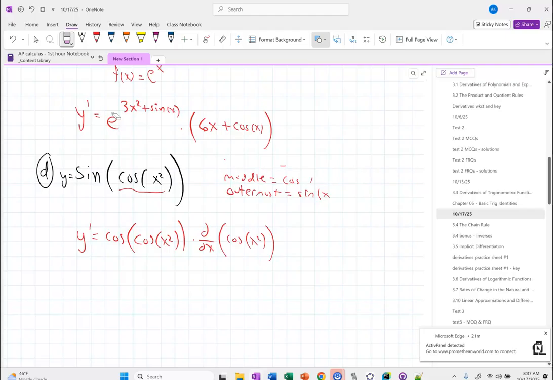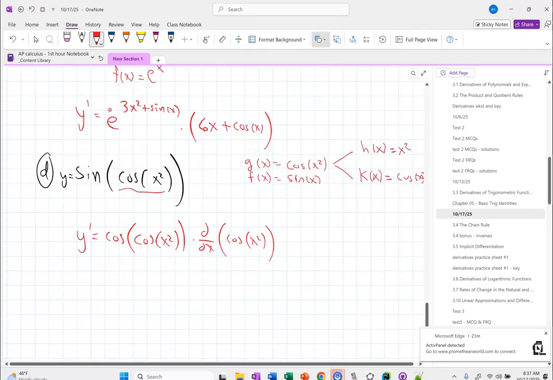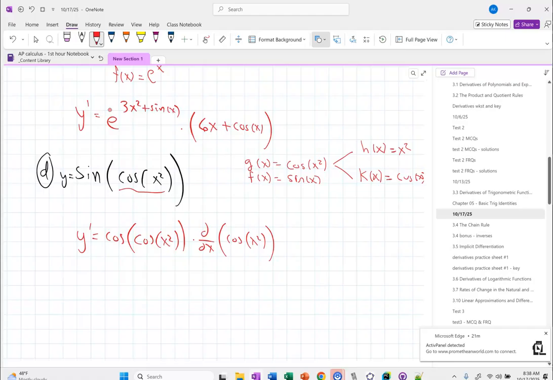So I gotta write it. Let's do, let's see this. And then from here, the inside is x squared, and the outside is cosine x. That's probably the smartest way for me to write it, right? It's the clearest as to what's going on. Yeah? Okay.